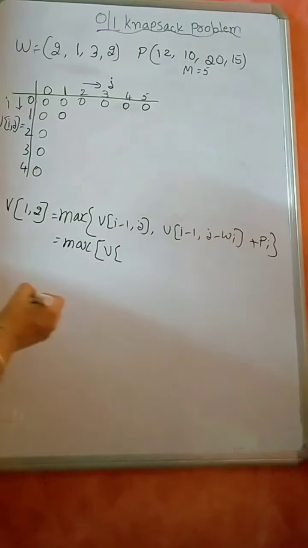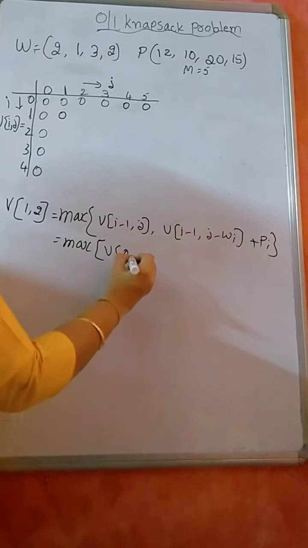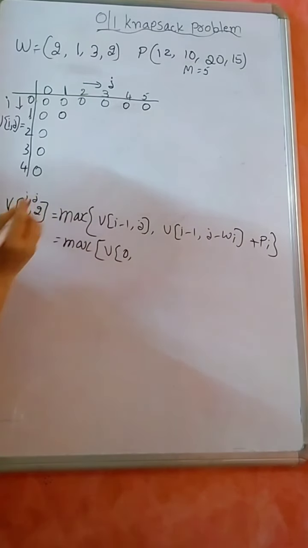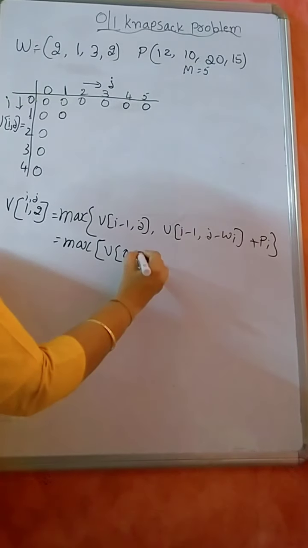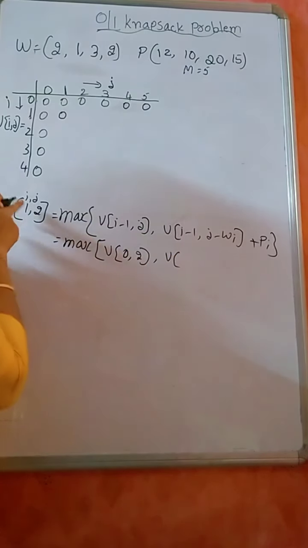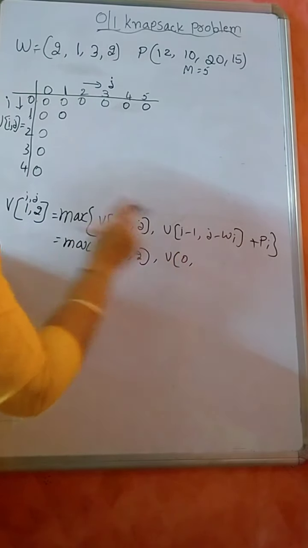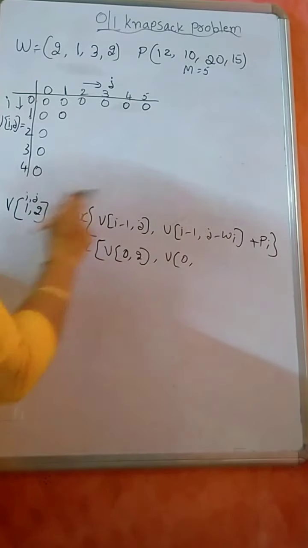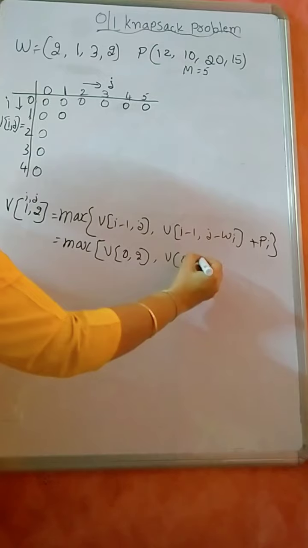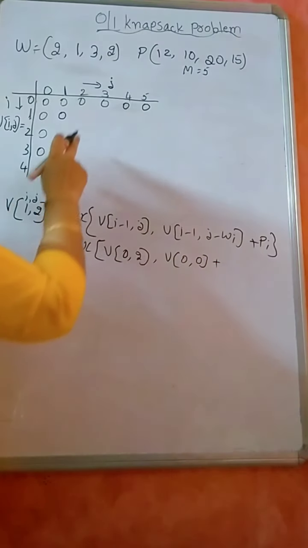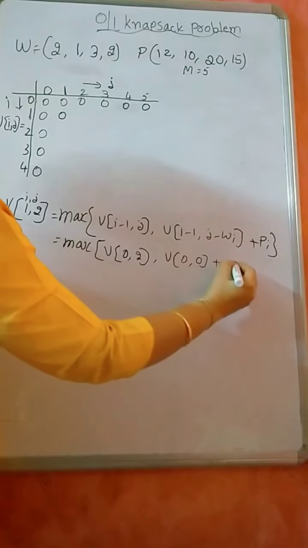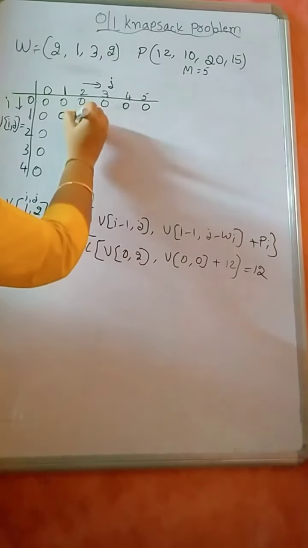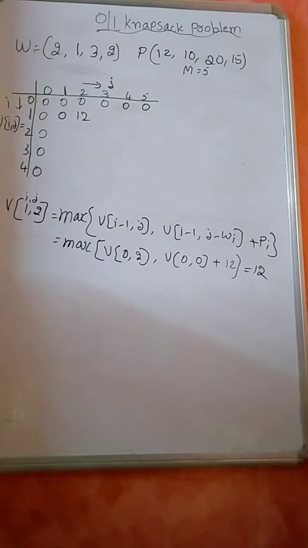So it is V of, what is i? 1. 1 minus 1 is 0. What is j? Remaining capacity 2. This is your ij. Remember this point. So j is 2. So it is V of i minus 1, 1 minus 1, 0, and j minus Wi. What is j minus Wi? j is 2. What is the weight of your first object? 2. So it is 0, plus what is the profit of adding this first object? 12. So which is maximum? 12 is the maximum. So this entry is 12. Got it.